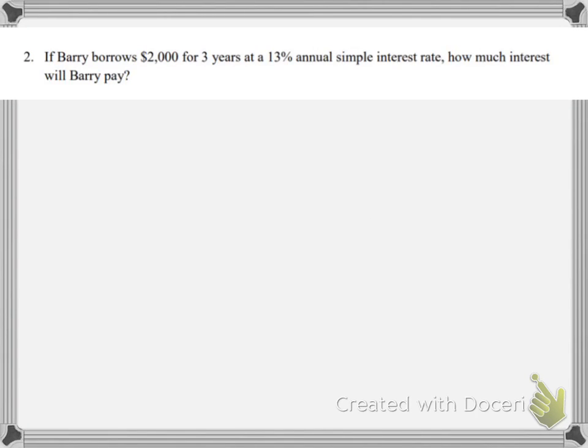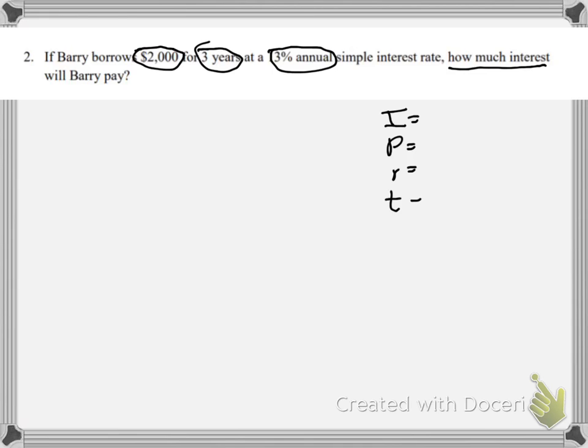So this one says, if Barry borrows $2,000 for 3 years at 13% annual simple interest, how much interest will he pay? Okay, so again, every time I do these problems, I always write I, P, R, T, and then I try to go through and pick out those values. Also, on a test, you will not be given this equation, I equals P, R, T, so you're going to need to know that. As you get more comfortable with these problems, you can start pausing the video, working through them on your own, and then unpausing the video and making sure that you're correct.